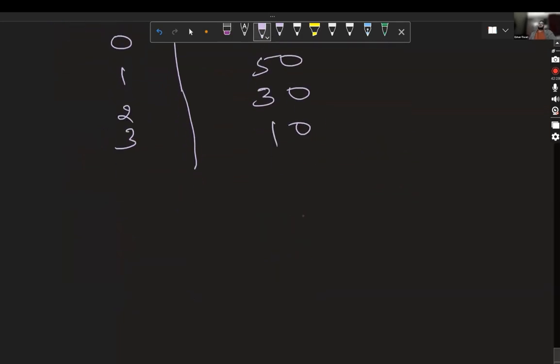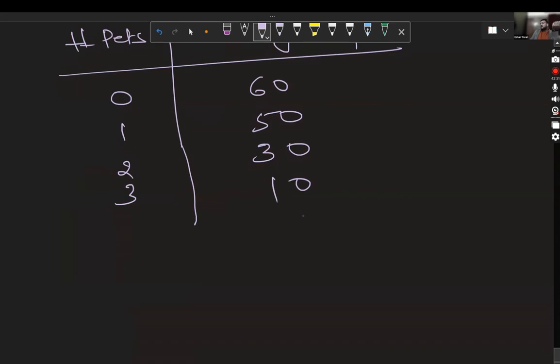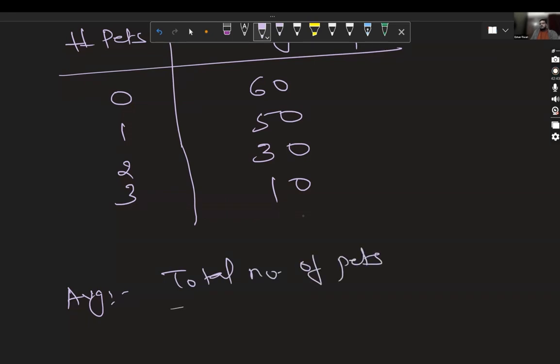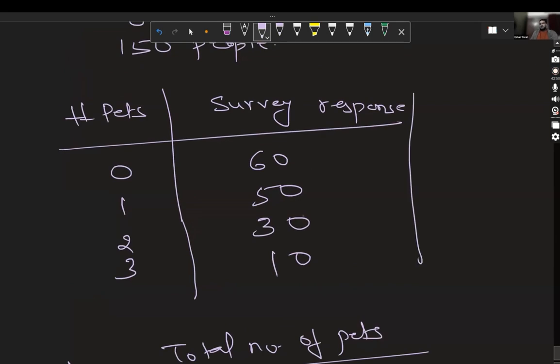Now, if somebody asks me, Ishan, what is the total number of pets, or what is the average number of pets we have in a house? So when I have to calculate, what would be my average? Total number of pets divided by total number of houses. Now, how would I calculate total number of pets? So, how many houses have 0 pets? 60. So, 60 into 0 is 0. How many houses have 1 pet?